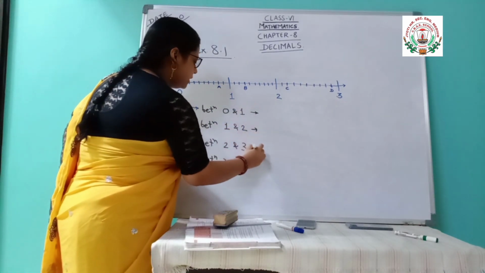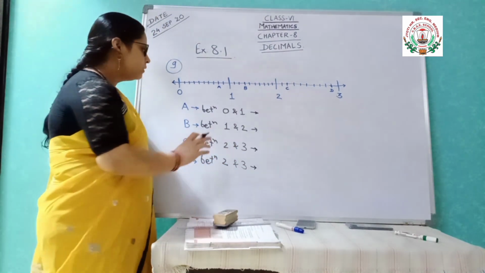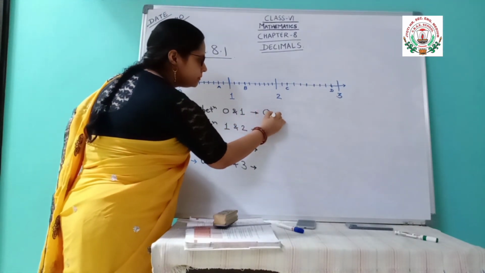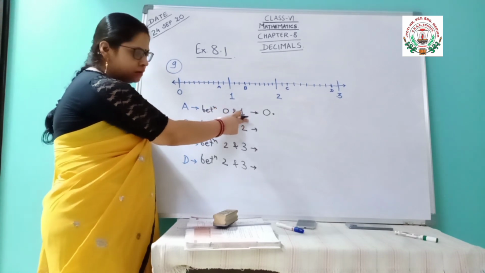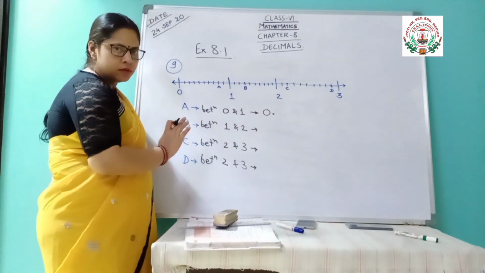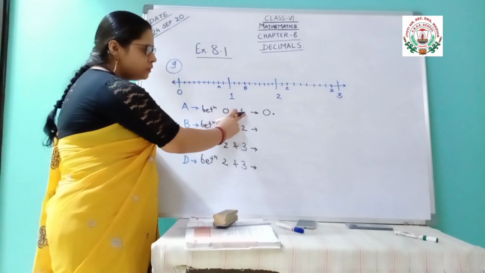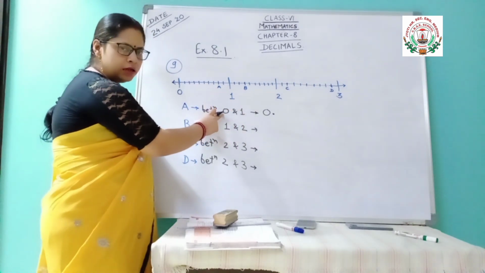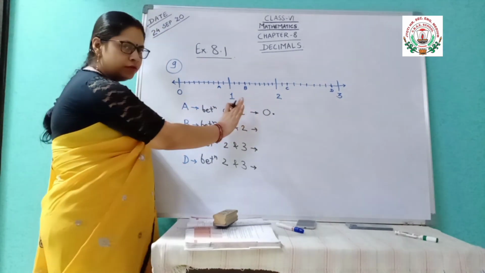Then the next thing: how to write this in decimal form. This will definitely be 0 point something, because it lies between 0 and 1, so the whole number part is 0. So you will write 0 point. It is the simple way I am explaining to you. These are the two whole numbers, so the whole number part will be the starting number, that is 0. So the answer will be 0 point. Now we are leaving that.